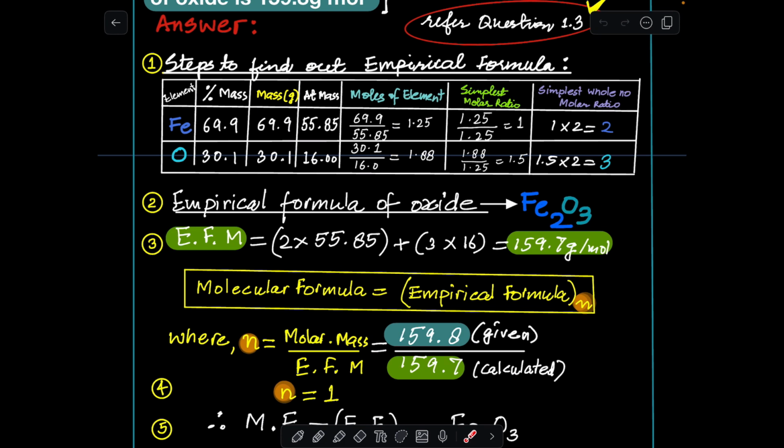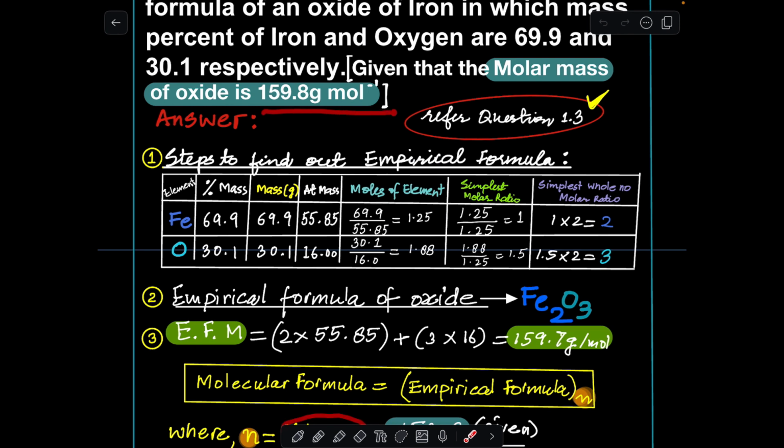The idea is that the molecular formula is equal to the empirical formula multiplied by a factor n. Okay, so n is a number, and how do we find this number? This number n is equal to the molar mass or molecular formula mass divided by the empirical formula mass. The molar mass is given to you in the question. Have a look here. They have given you the molar mass of the oxide.